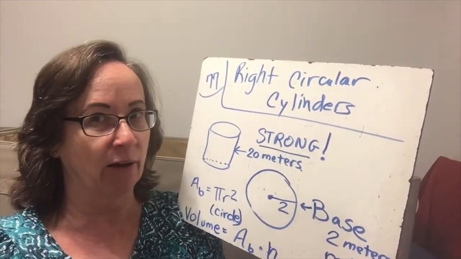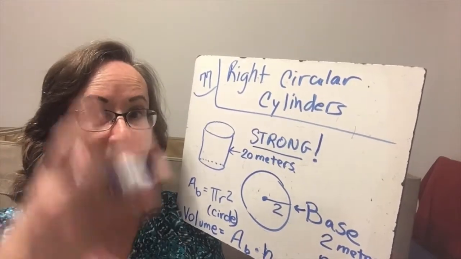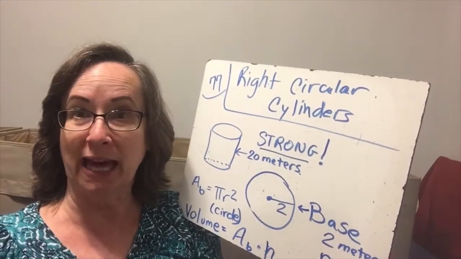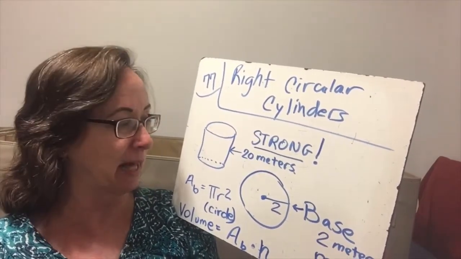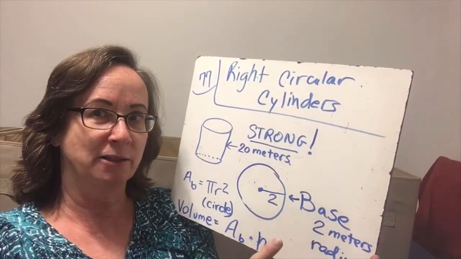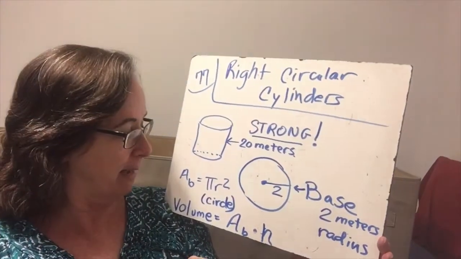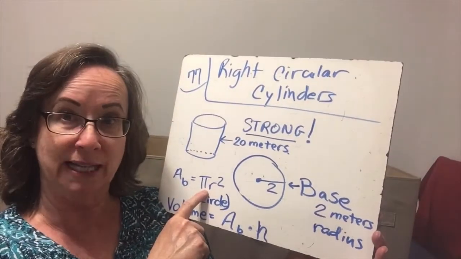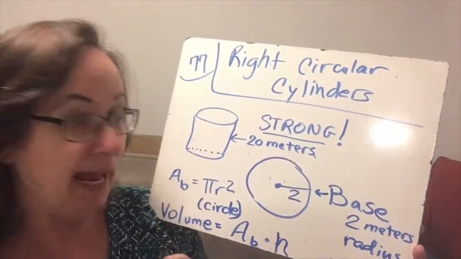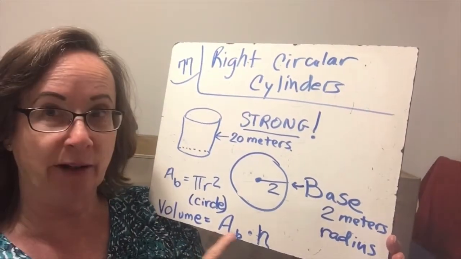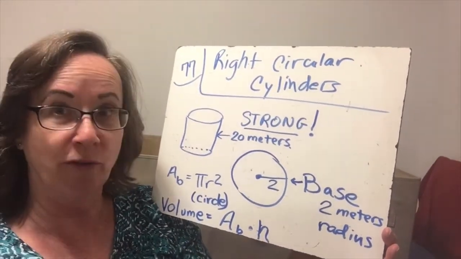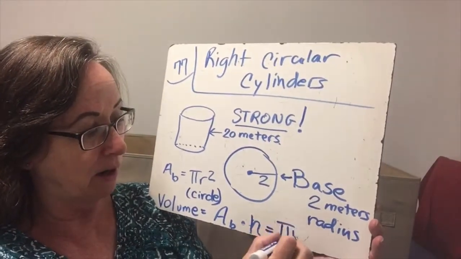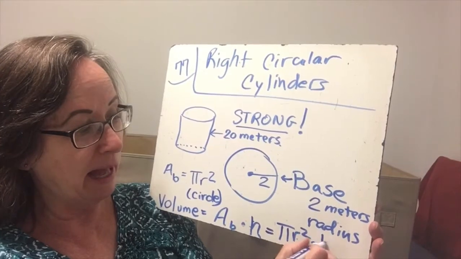Then we could take the area of the square base and multiply it by the height, and we would get the volume of the figure. So we'll be doing that when we get to rectangles and things like that. But right now, right circular cylinders. Okay, so the area of the base is a circle, so the area of a circle is pi r squared. And so the volume is area of the base times the height. So for a right circular cylinder, it will be pi r squared times height.